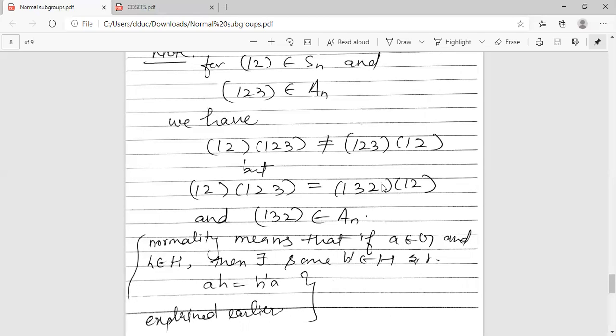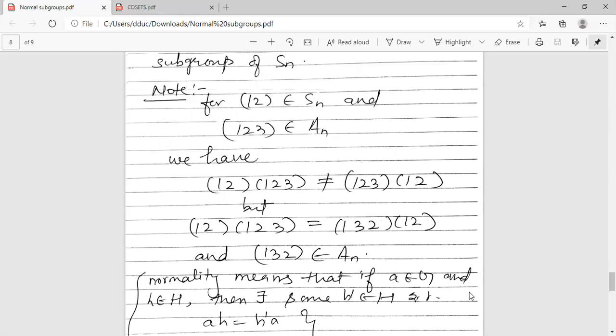So An is a normal subgroup of Sn, and here we have just given you an example that normality does not mean that ah is equal to ha. Normality means if you have some h belonging to capital H, then ah will be equal to h dash a. There will exist some other h dash such that ah is equal to h dash a. So that condition is what we have tried to explain, what normality means.